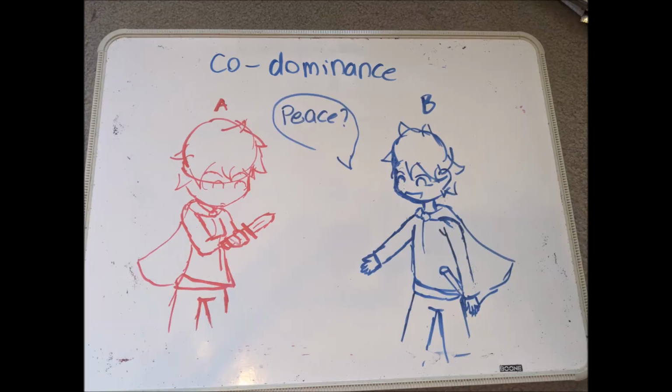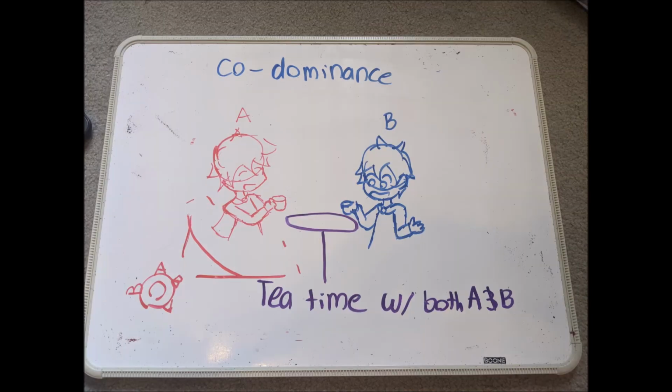The best example of this, or at least I think it's the best example of this because I love blood types, is blood type AB. A and B aren't more dominant over the other, so the person ends up with both antigens, A and B. Both reside on the cell and have a laid-back tea party, just sitting around.